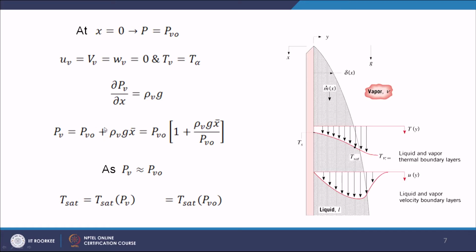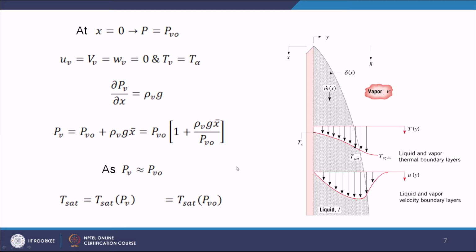Here we have used the integration criteria, the boundary condition, that at x equals 0, P equals PV naught. If we take PV naught common, we get 1 plus rho v gx by PV naught. Interestingly, rho v is a very small value, at least for water, so we can neglect this term. So, we can write that the vapor pressure is more or less equivalent to your PV naught.